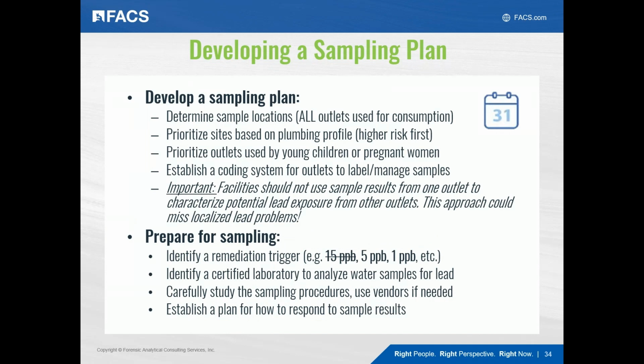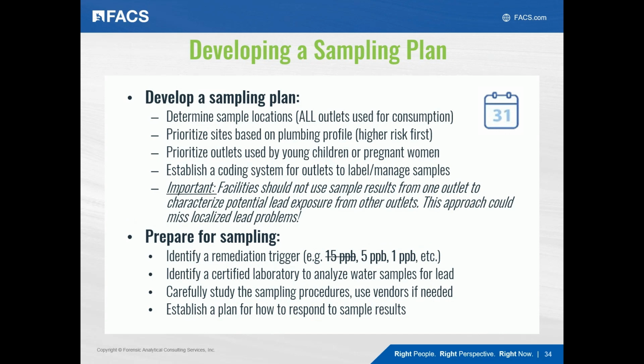Okay, so then developing a sampling plan. Identify all of the fixtures at the school that are used for consumption. That is fixtures that are used for drinking water or food prep, and plan to test all of them. Prioritize sites based on their plumbing characteristics, like we talked about, and those that might be used by the youngest children, right? So prioritize your childcares and your elementary schools.